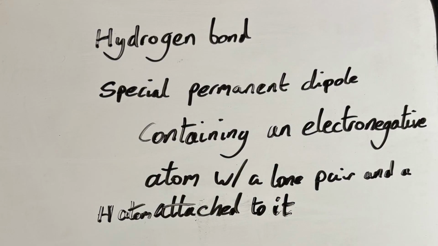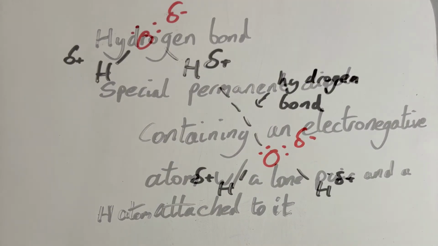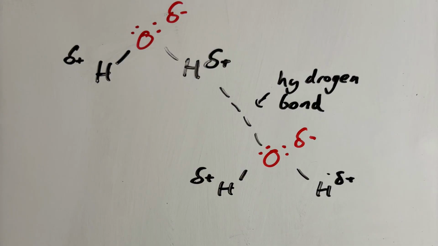And then last on the list in Module 2 is hydrogen bonding. Now, it's a special type of permanent dipole where it contains an electronegative atom with a hydrogen attached to it and a lone pair. Now, this is a diagram, and if you are asked to draw it in an exam, this is exactly how you should draw it. Label your hydrogen bond, make sure you draw in your lone pairs and your dipoles.